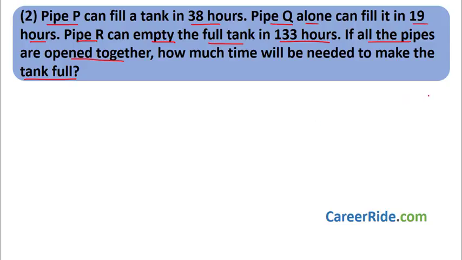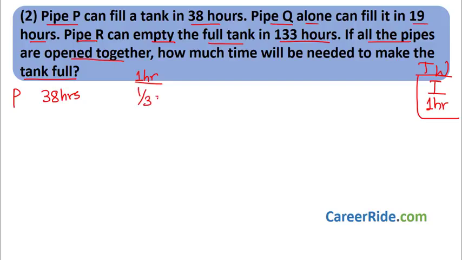We know what we learned over here for pipes and cisterns. We just need to invert and we need to find the 1 hour work. This is similar to time and work. Okay. So over here, what have they given? There is pipe P. It can fill the entire tank in 38 hours. So in 1 hour, how much of the tank would be filled by pipe P? 1 by 38, right? Why? We just invert. Now pipe Q, it fills the entire tank in 19 hours, right? So in 1 hour, how much tank gets filled by pipe Q? Just invert. 1 by 19 amount of tank gets filled.